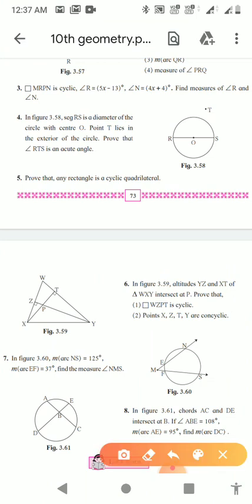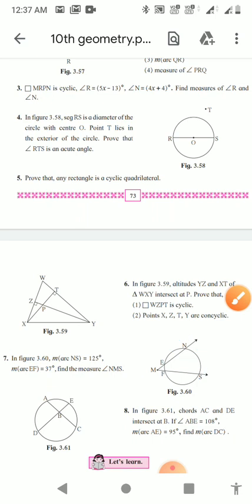So we will discuss the 7th question right now. In the 7th question, the diagram is given and the measurement of arc NS is given as 125 degrees, whereas the measurement of arc EF, the small arc, is given as 37 degrees. Okay, so we have to find this angle NMS, this complete angle, or angle M simply.